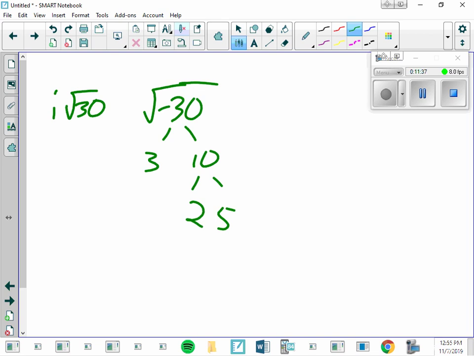The square root of 81 is 9, so you do 9i. If it simplifies, simplify it. If it doesn't, like this one didn't have any pairs, I couldn't make it any easier.